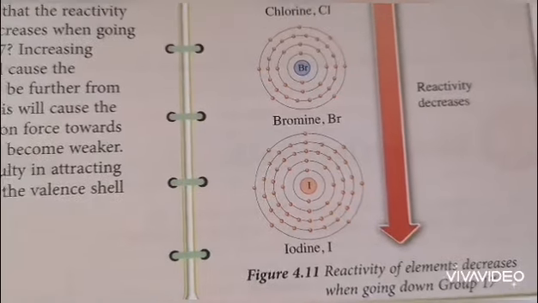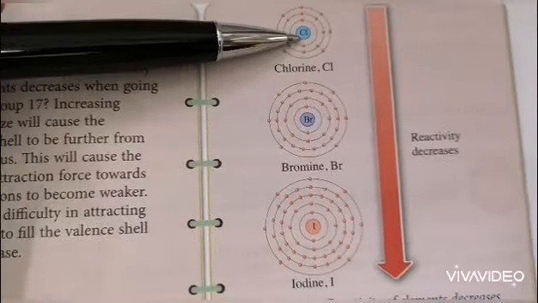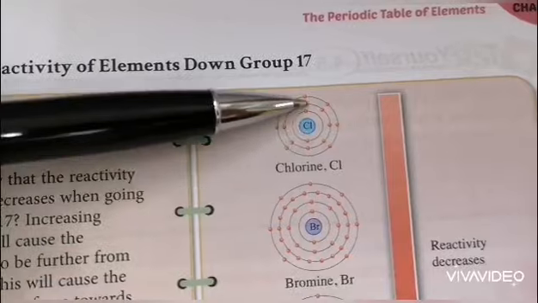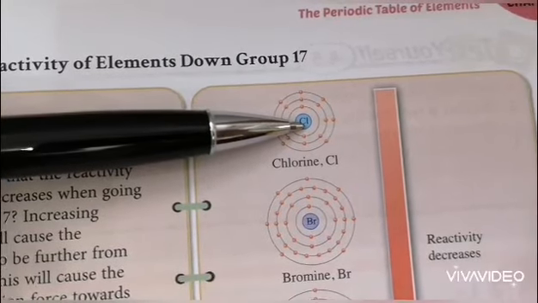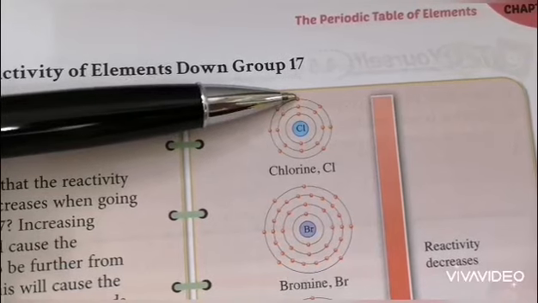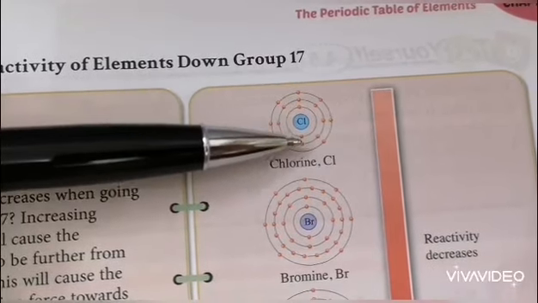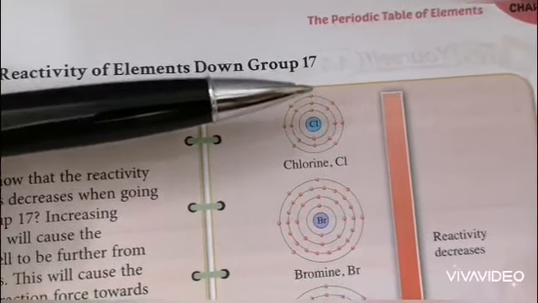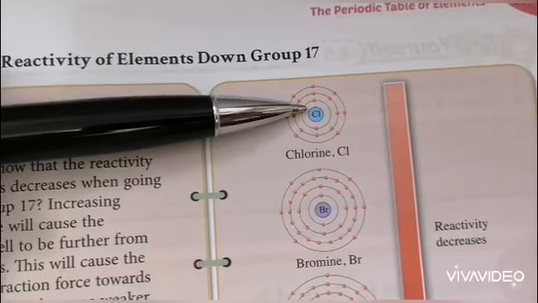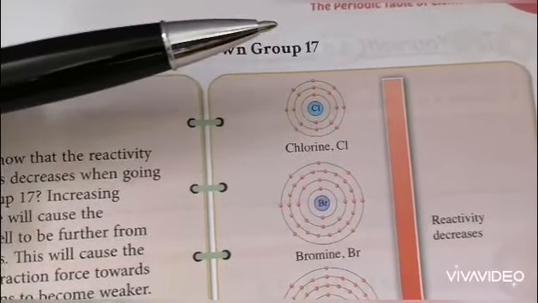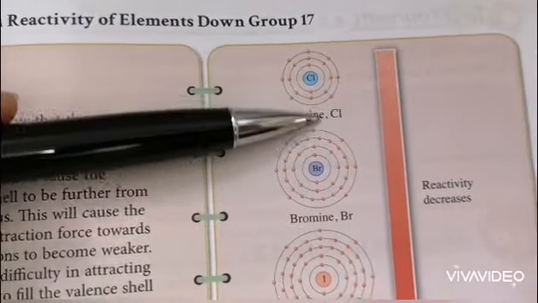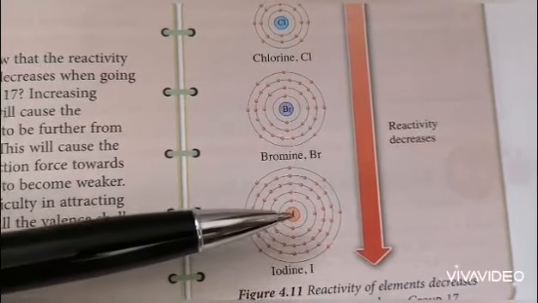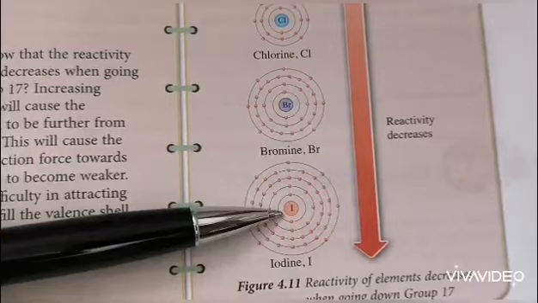The thing is this. Remember, from nucleus to valence electron in chlorine atom, distance is small. So it can attract electron very easily because the force of attraction between the nucleus and electrons is strong. So chlorine is the most reactive. It's opposite of group 1. As we go down group 17, reactivity decreases.